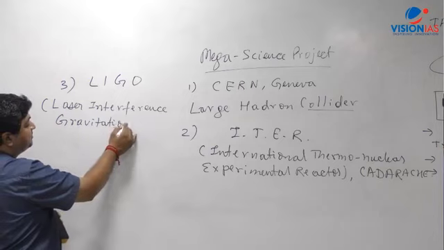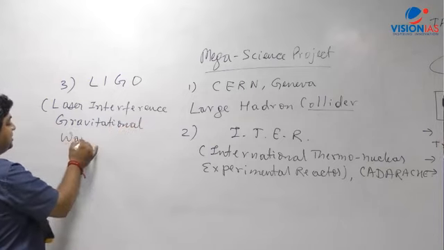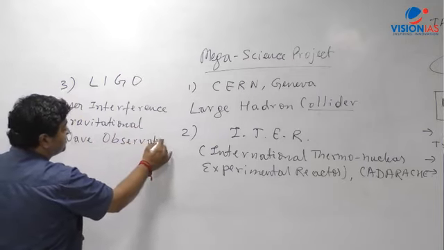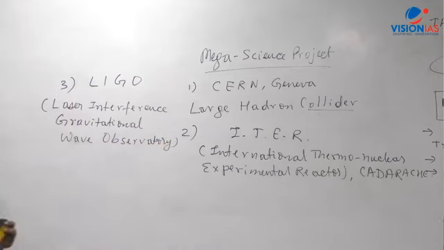Laser Interference Gravitational Wave Observatory. This LIGO project, this observatory, is working in the US. Right, and three universities are partners of that: Caltech, MIT, and Louisiana. Actually the LIGO project goes for three universities: Caltech, California Institute of Technology, MIT, and then University of Louisiana. But actually it is an international project. Thousands of scientists coming from 15 countries are part of LIGO project.